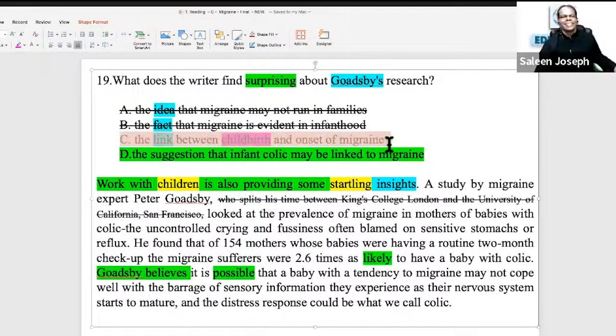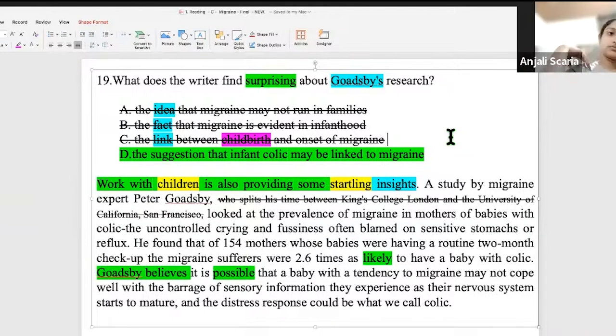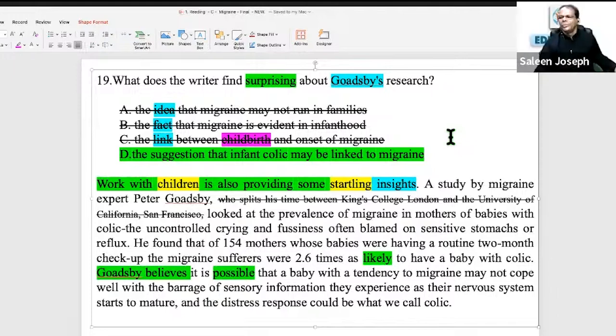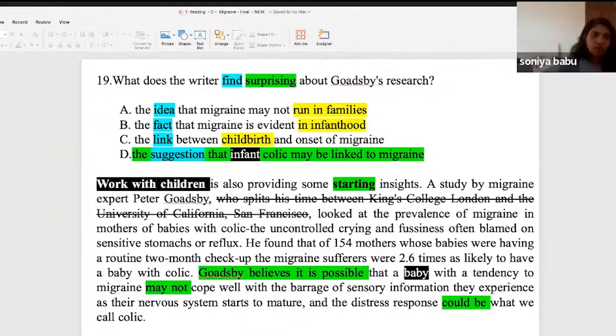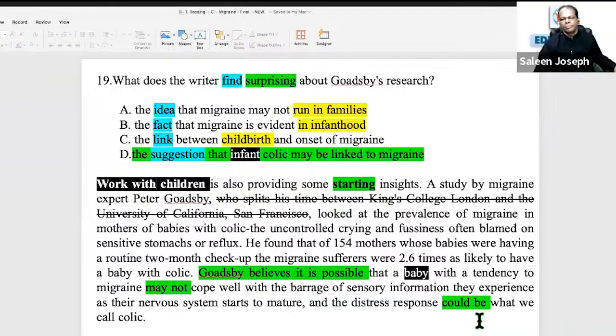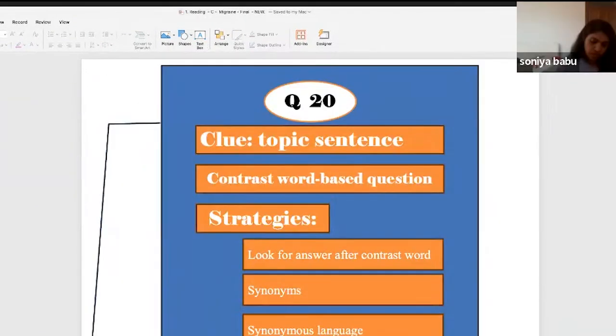The topic sentence is speaking about children. Only after birth they are called children, right? So nothing to do with your labor room and delivery and birth. That is so easy and clear. Got it? Okay. Again, one more word is there, could be. Could be also says not sure. Suggestion. One clue is the topic sentence.